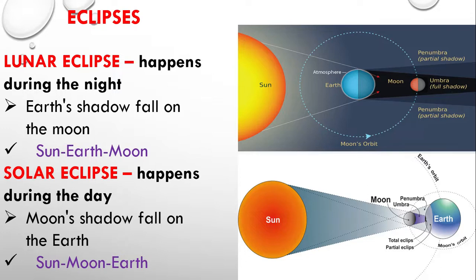Pag full nga solar eclipse, ang pinaka darker nga shadow sa moon mo-fall sa earth. Okay? Yung umbra na shadow. Pag ang ma-fall lang na shadow from the moon is yung penumbra, katong dili kayo gray, slightly gray lang na shadow, is what we call the partial eclipse. Full or total eclipse pag umbra na shadow ang mag-fall sa earth. Partial eclipse naman pag yung penumbral shadow yung mag-fall sa earth.